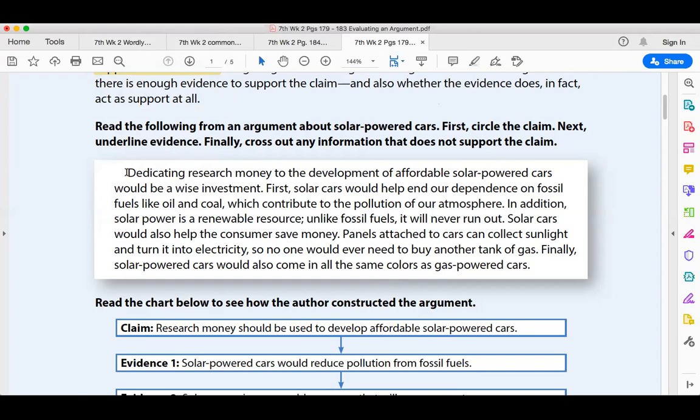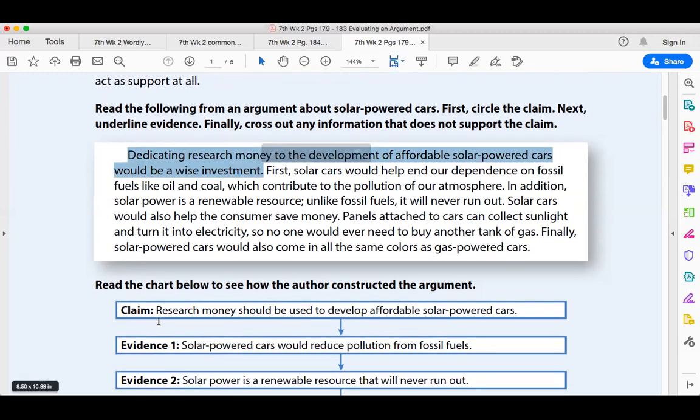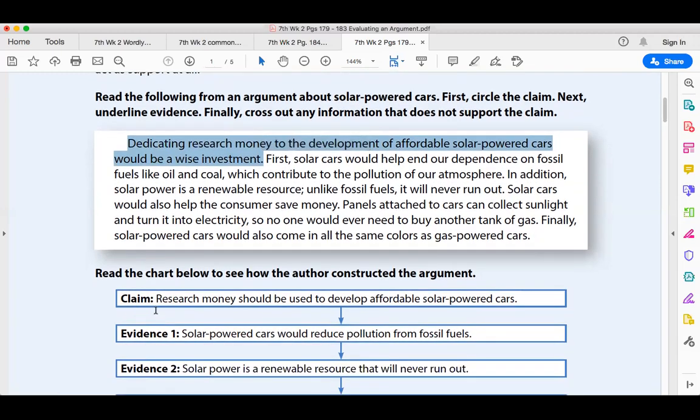The claim is the research money to development of affordable solar powers would be a wise investment. And if you go down here to our chart, that's the part. The claim is research money should be used to develop affordable solar powered cars. That's our claim right there. Your very first sentence is your claim.